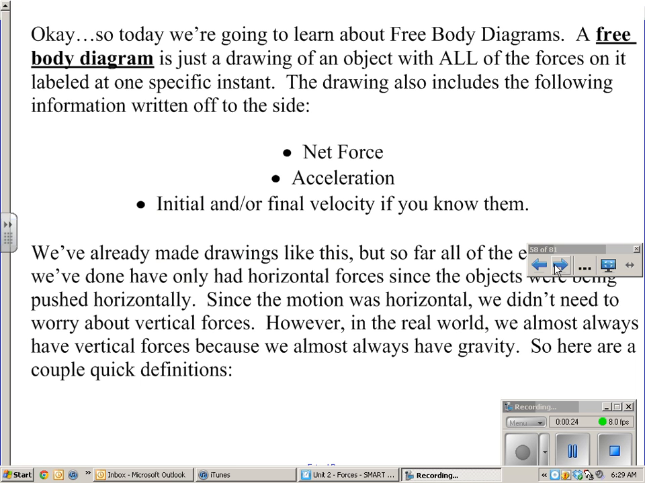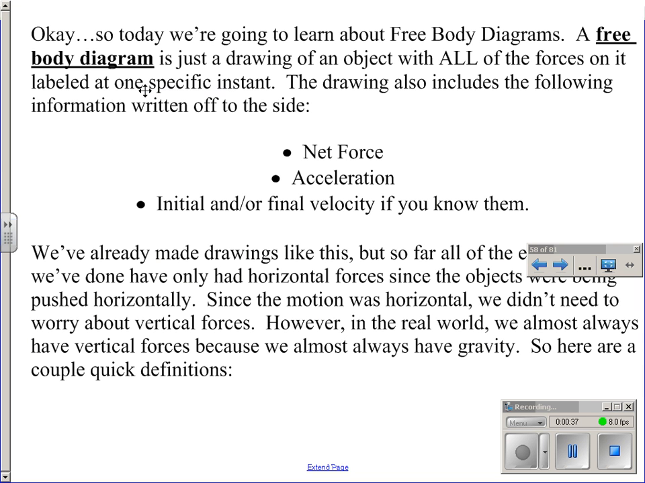All right, so a free body diagram is just a drawing of an object with all of the forces on the object labeled at one specific instant. I want to emphasize this. Usually your drawing is going to be just one specific instant. The drawing also will include the following information written off to one side. You're going to write down what the net force is, what the acceleration is, and then what the velocity is at that instant. And occasionally, if we're solving a problem, I might write down the initial and final velocity also.